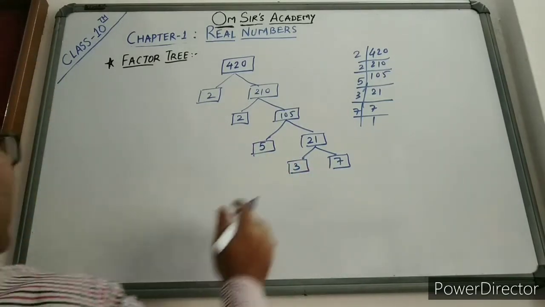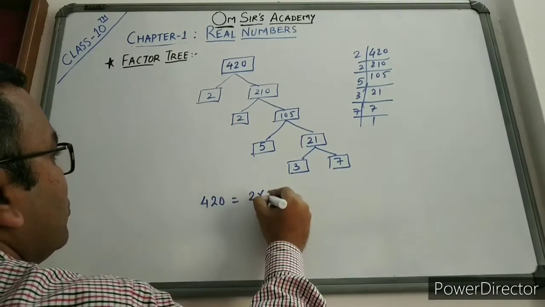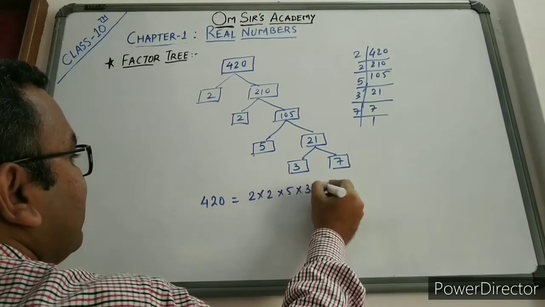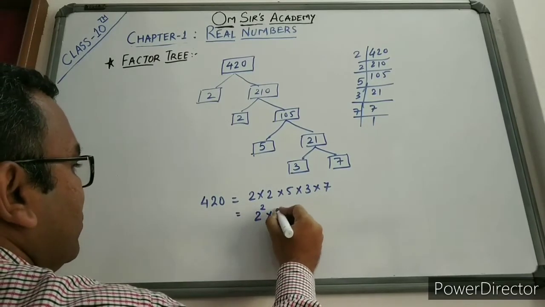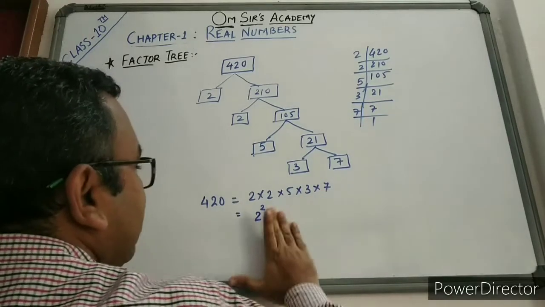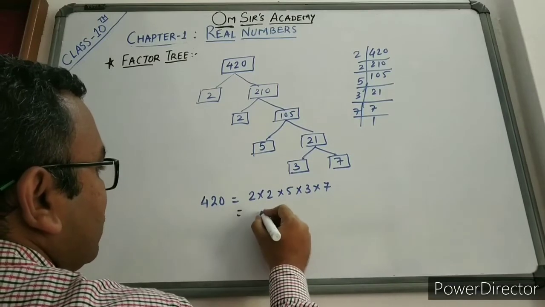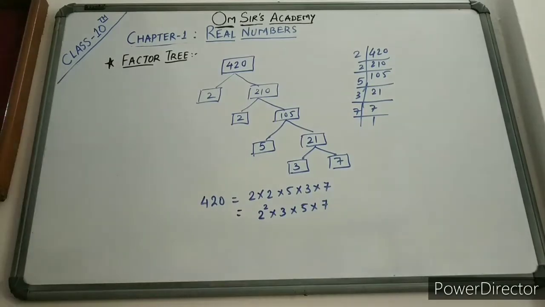Is it clear? So we can write the prime factors of 420 as 2 into 2 into 5 into 3 into 7. No need to write in order form, so we can write it as 2 square into 5 into 3 into 7. Is it clear, friends? Okay, so hope it is clear. If we are asked to write in order form, then it would be 2 square into 3 into 5 into 7. Is it clear? Now we come to the next topic of this chapter.